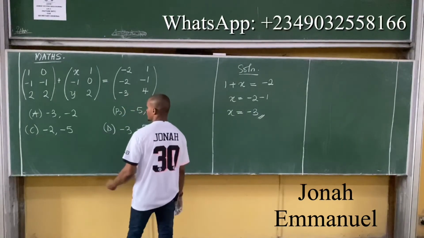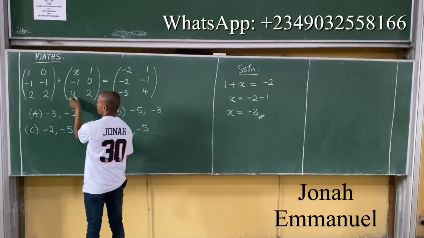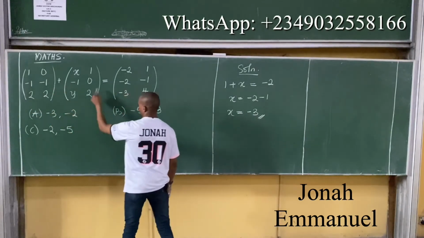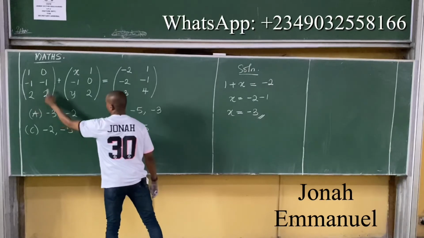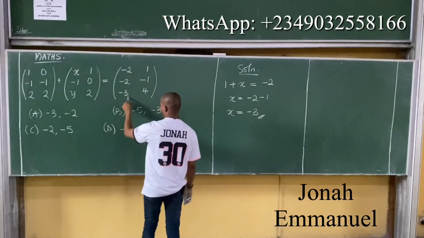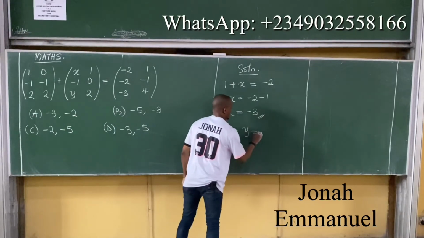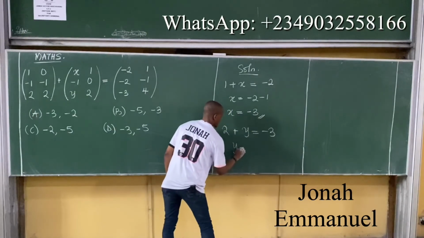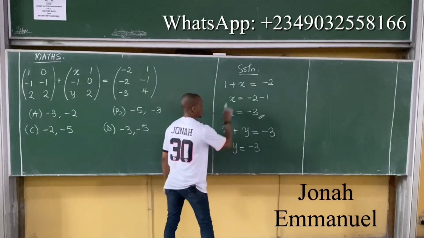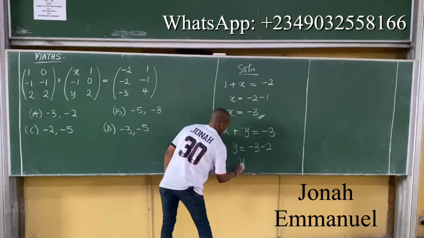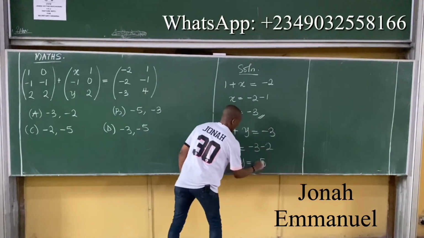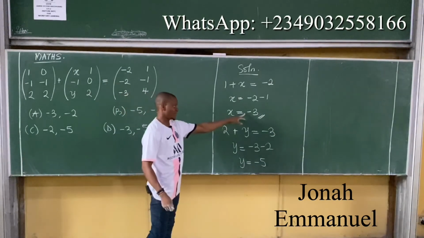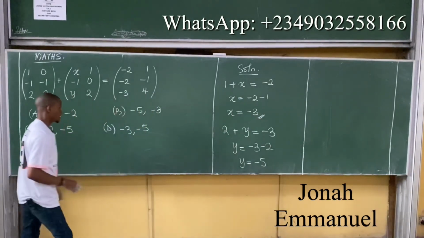Let's get y. Same case, same in two positions here. Y is here. So pick this position, this, and this. It means that this plus this is equal to this. So 2 plus y is equal to minus 3. Get y here: I'll move this 2 over here. It means that y is equal to minus 3 minus 2, which is minus 5. We said find x and y respectively. So get your x value first, then your y. What's your answer here? D.